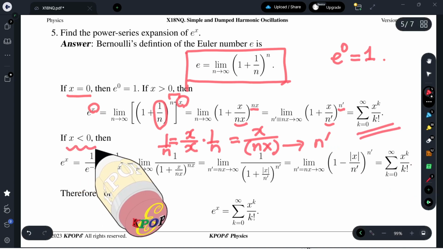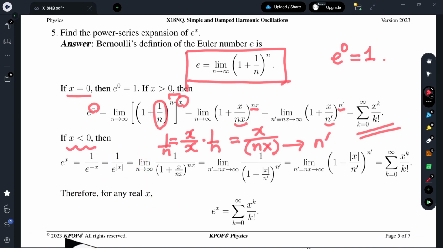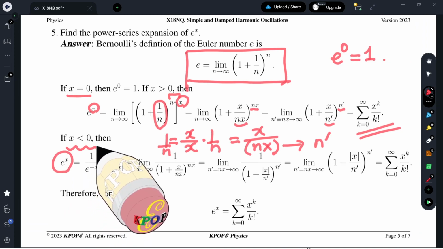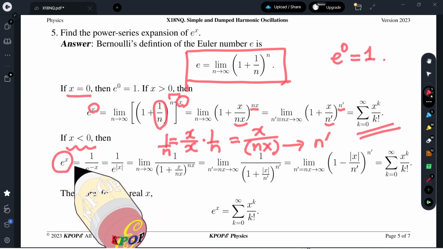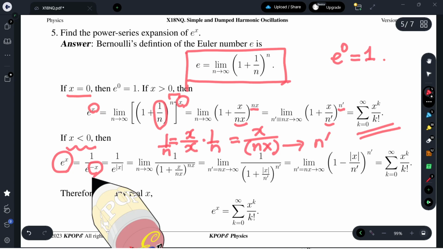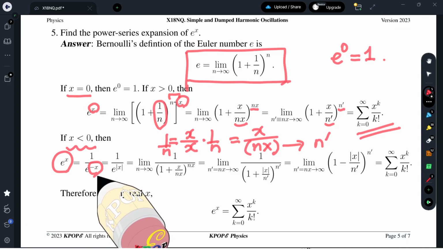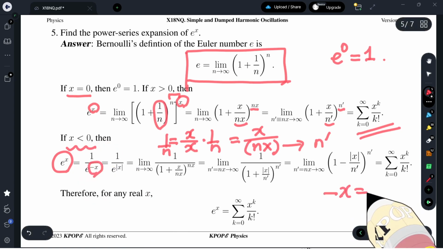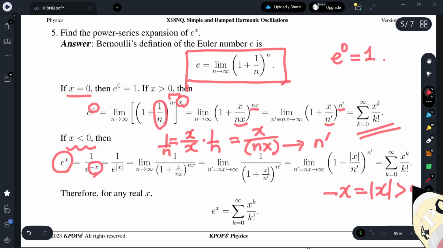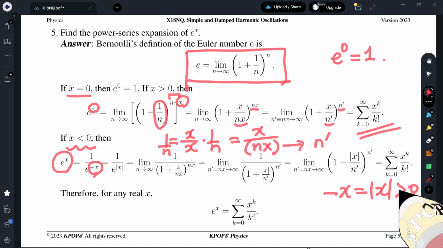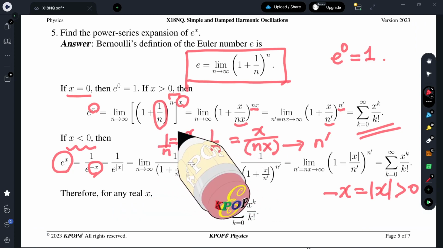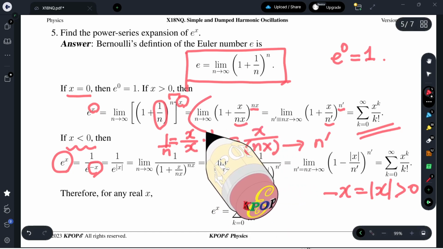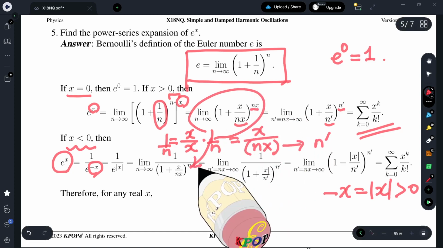When x is negative, then it's better to rewrite this one as the reciprocal of this, and in that case we need to replace the power to be minus x, because x is negative, and minus x is the absolute value of x that is positive. As a result, I can still make use of the result obtained here. So this one appears in the denominator.